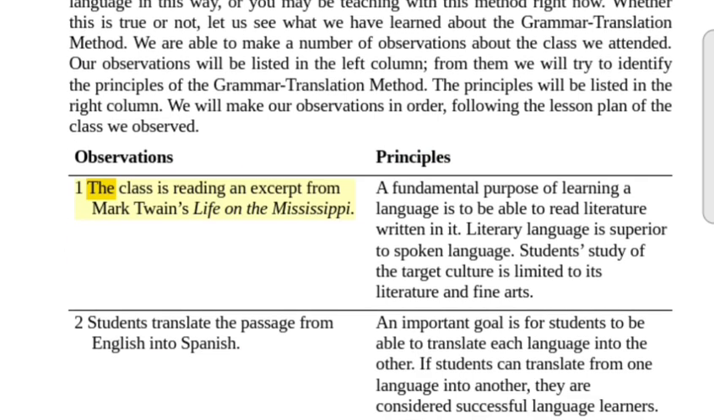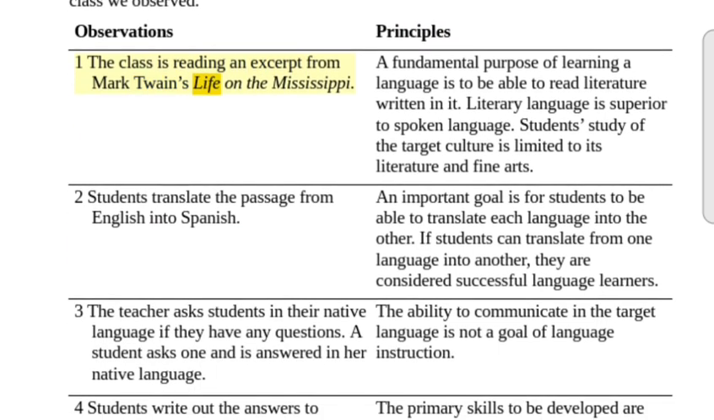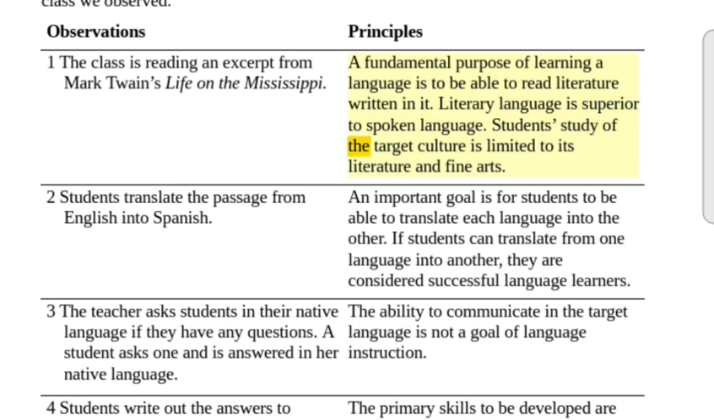Observations, principles. 1. The class is reading an excerpt from Mark Twain's Life on the Mississippi. A fundamental purpose of learning a language is to be able to read literature written in it. Literary language is superior to spoken language. Students' study of the target culture is limited to its literature and fine arts.